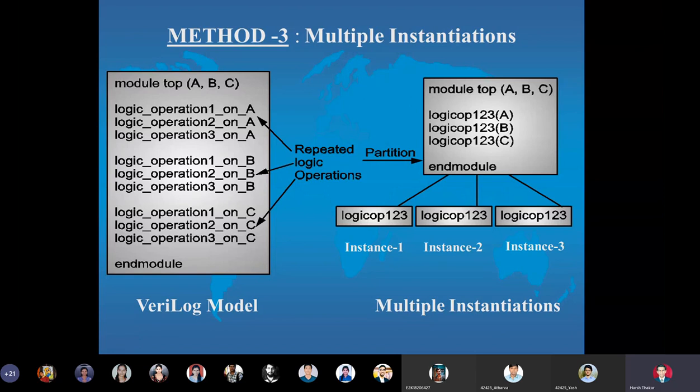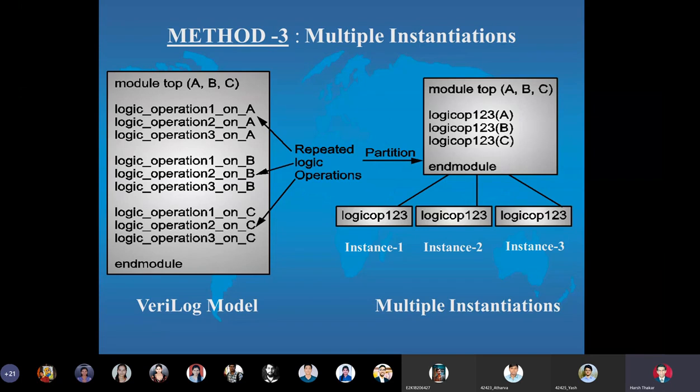So we know that operation 1 is repeating 3 times, similarly operation 2 is repeating 3 times, and operation 3 is also repeating 3 times for 3 different chunks of data or signals. That is why I have told you they are repeated logical operations.